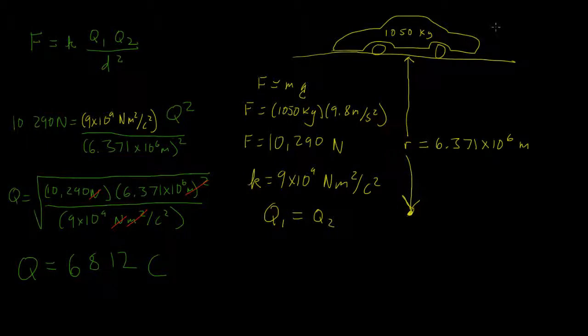So we would need to add 6,812 coulombs to the car, which is a huge number. And we would also need to add 6,812 coulombs to the Earth. And that will neutralize the force, make the net force be 0, and then the car will be levitatable.